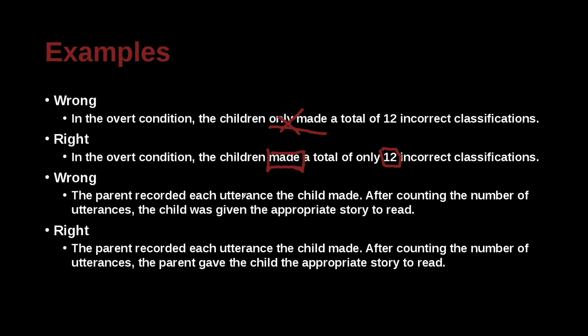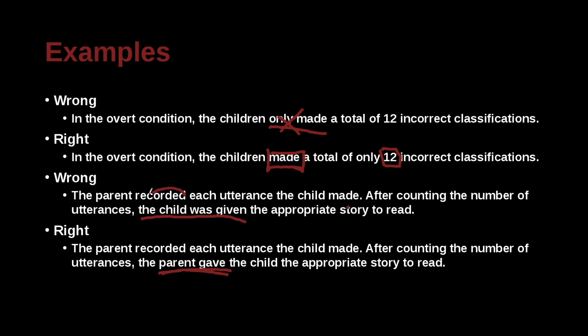The parent recorded each utterance the child made. After counting the number of utterances, the child was given the appropriate story to read. The parent recorded each utterance the child made. After counting the number of utterances, the parent gave the child the appropriate story to read. We got to look at this one carefully. It's a little bit hard to see where the mistake is. After counting the number of utterances, the child was given the appropriate story to read. And here we say the parent gave.